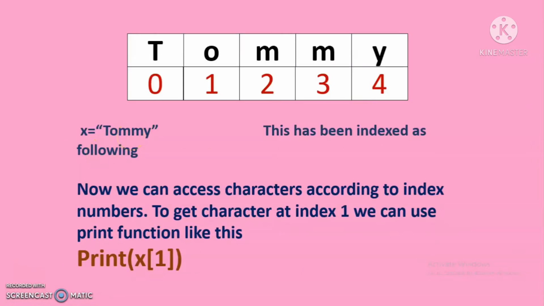Right. Now let us come to some examples. Here the variable name is x. It is assigned a collection of characters, TOMMY. Now these characters have been indexed. This is the 0th position, first position. Likewise, the maximum index number is 4. When you want to access these elements, you can use these index numbers.